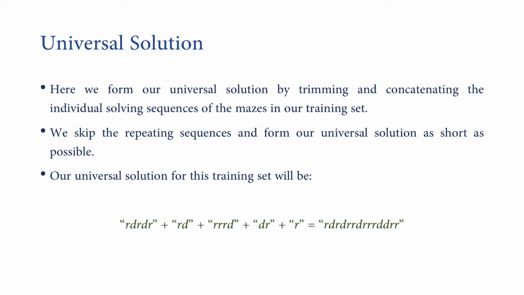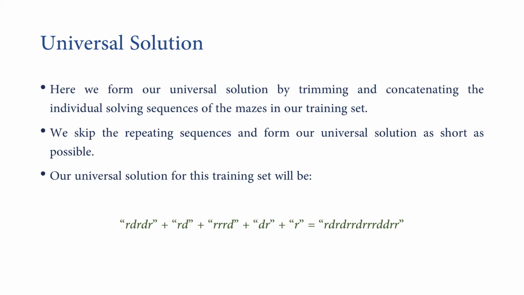So we just add the remaining part to our universal solution, and going on with this same method for the rest of the mazes, we form our universal solution as right, down, right, down, right, right, down, right, right, right, down, down, right, right. So this is our universal solution.